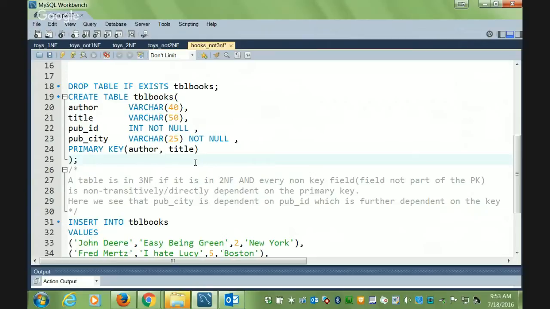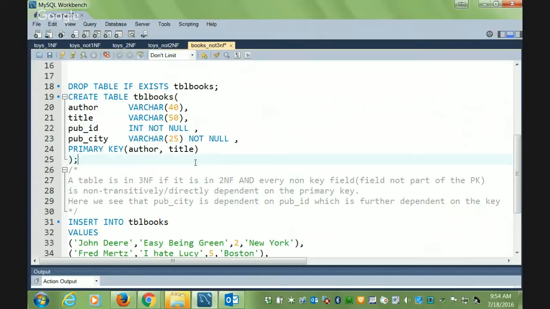And here we see that publisher city is dependent upon the publisher ID, and publisher ID is dependent upon the primary key. This is called an indirect or a transitive relation. So we want every non-key field to be non-transitively, or directly, dependent upon the key. It's a little different from second normal form. They were talking about partial dependence upon the key. Here they're talking about indirect dependence upon the key. So that's not a table in the third normal form.